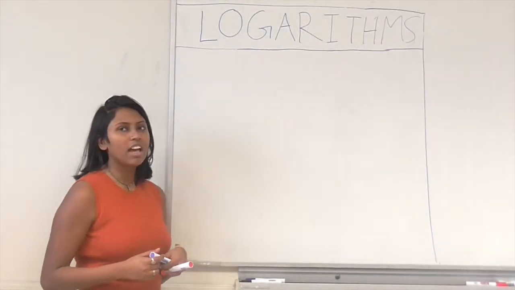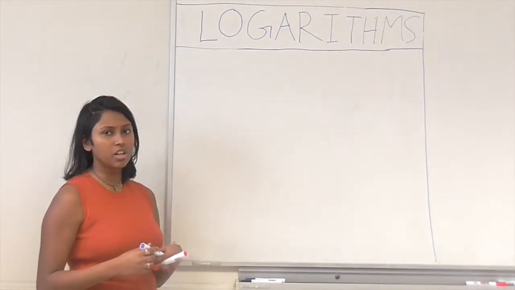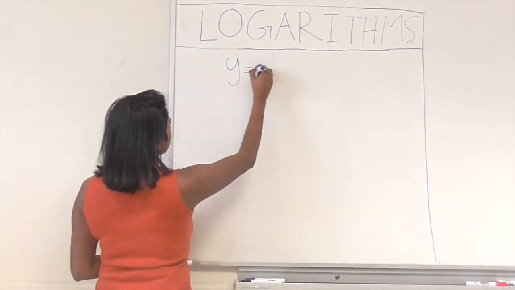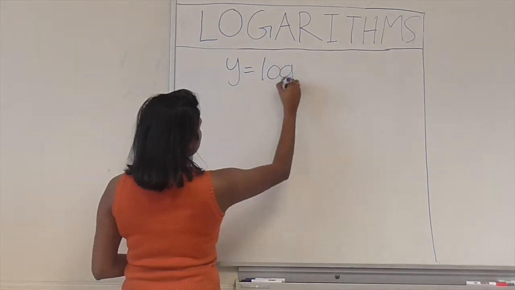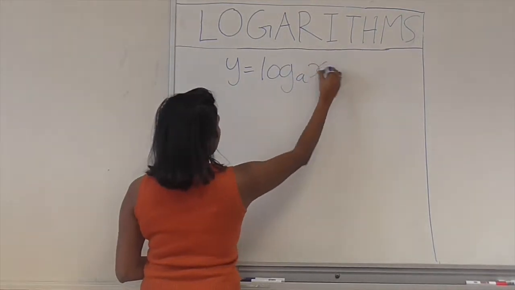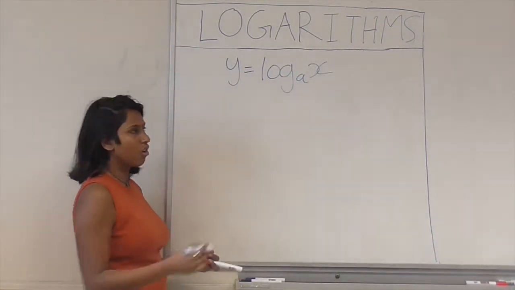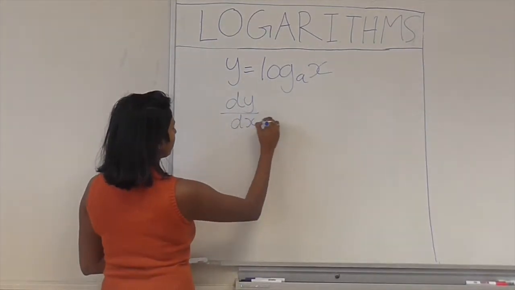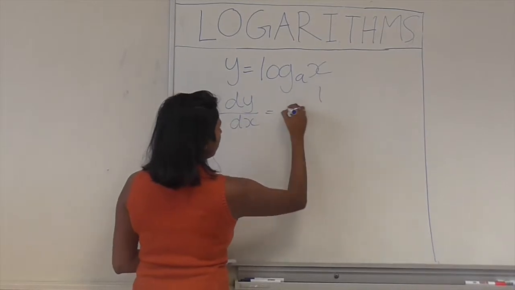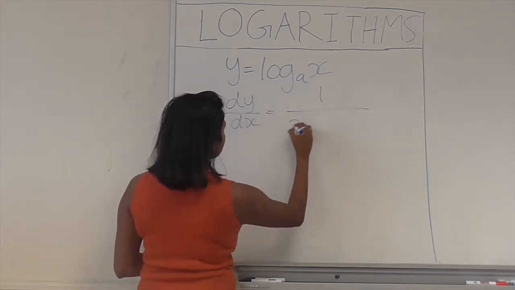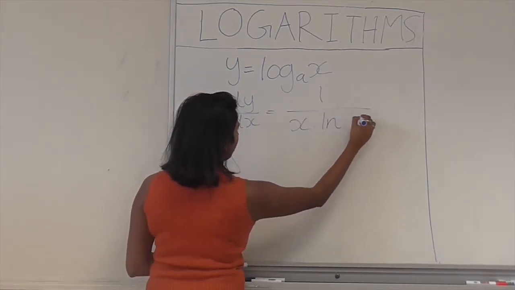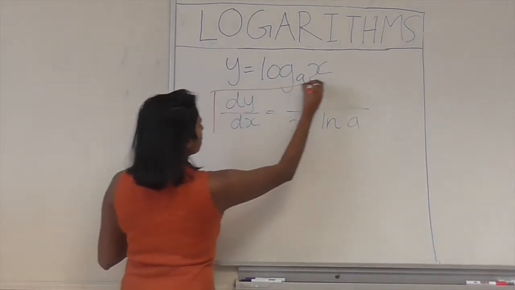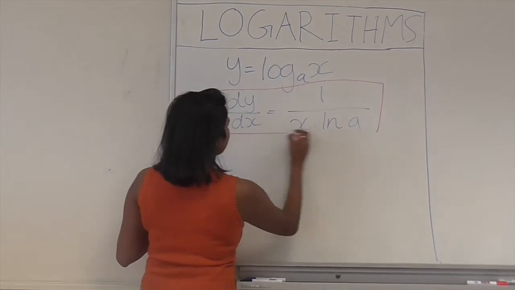Okay, now we're going to look at how to differentiate a function if it has a logarithm in it. So if you have y equals log base a of x, the general formula of the differentiation is 1 over x times ln of a. And I'm just going to put this in a box because this is the basic formula.